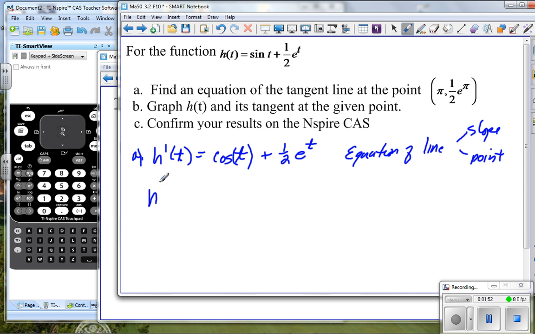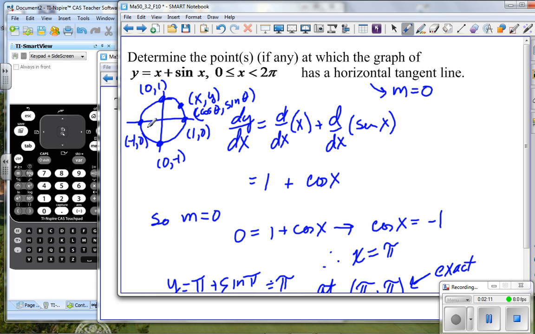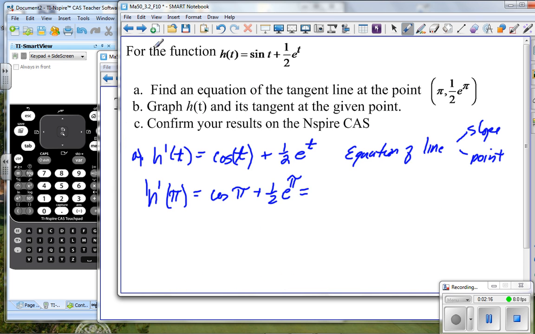So we're going to find the derivative of h at pi. So we have cosine pi plus 1/2 e to the pi quantity. We know that cosine, we were just looking at the unit circle, cosine at pi is -1, it'd be over here. So we end up then with -1 plus 1/2 e to the pi. Now, that's an exact value.